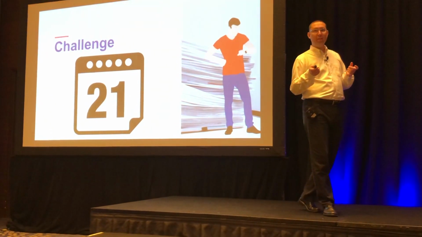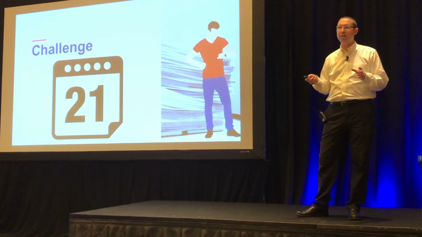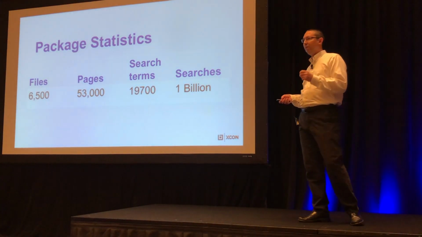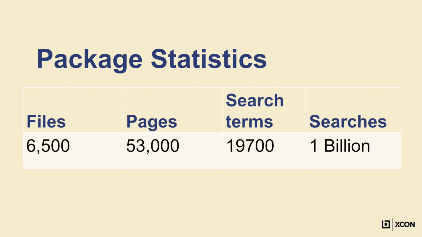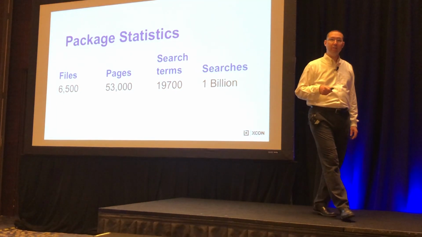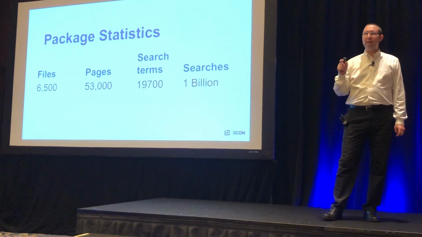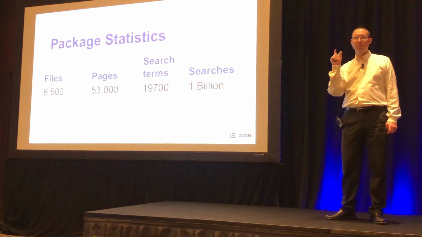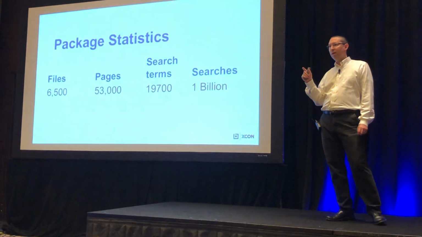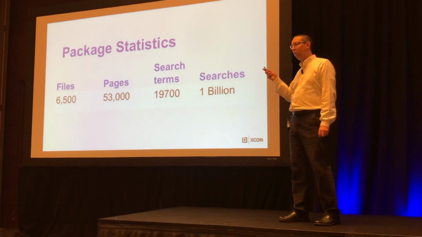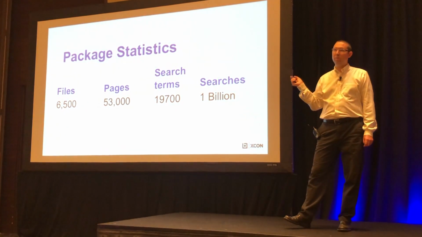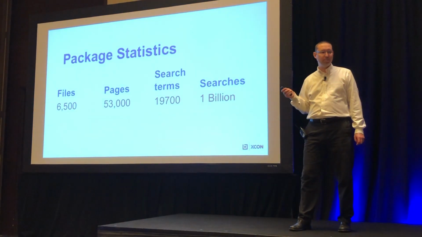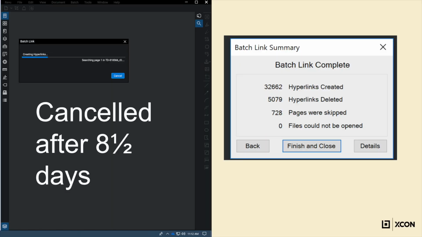First of all, let's look at some statistics about this set of drawings and documents. It was about 6,500 files, and when I combined them all into one, it was over 53,000 pages. After accounting for all the variations in the search terms, there were almost 20,000 different terms, or kinds of drawing numbers, that Revu had to look for. And since it has to do that on all of the 53,000 pages, we're talking about over 1 billion searches that have to be done to make BatchLink successful on this package. So I started it. Okay, let's go.